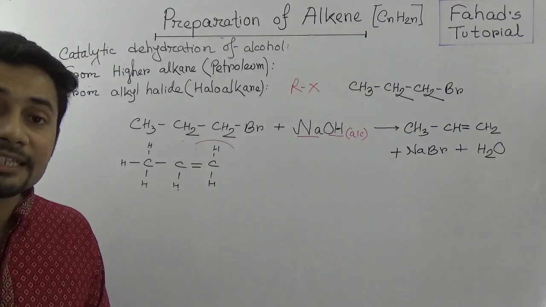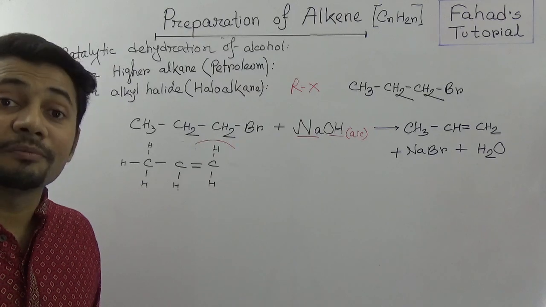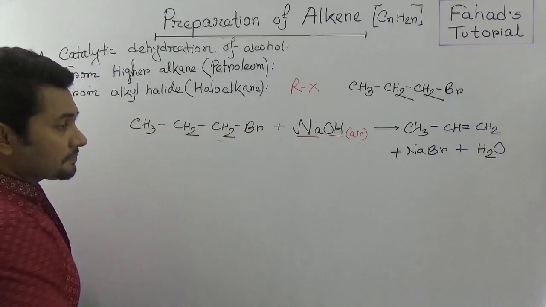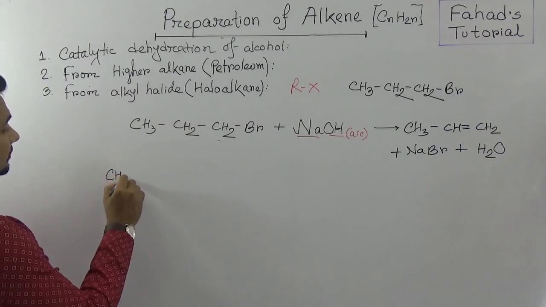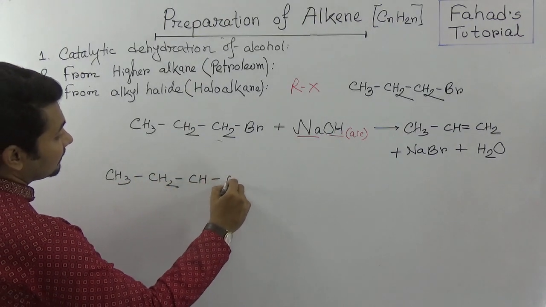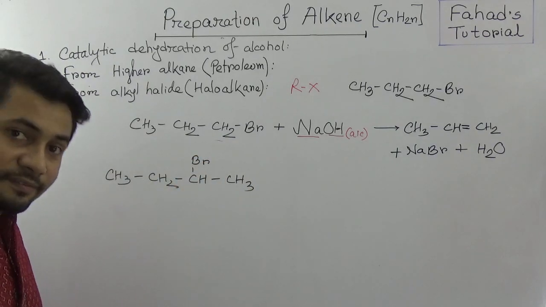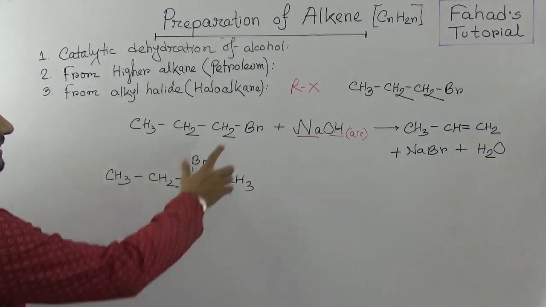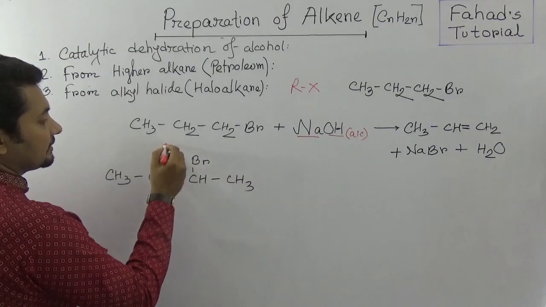So that is the reaction by which we can produce alkene from haloalkane or alkyl halide. Okay, alkyl halide. Similarly, if you see CH3, CH2, CH3, if there is bromine, then what will happen? Okay, fine. In this case, this is 1 degree. This is 1 degree alkyl halide.